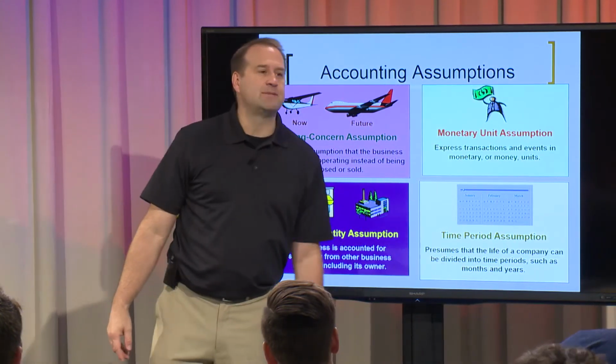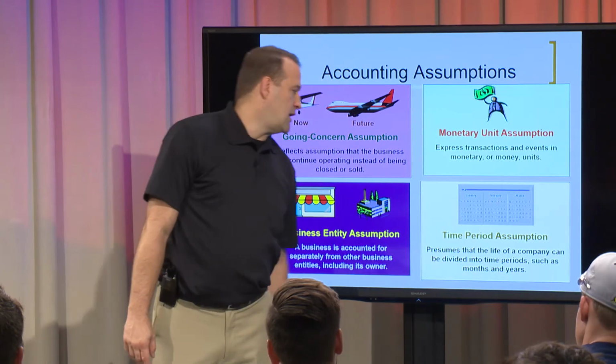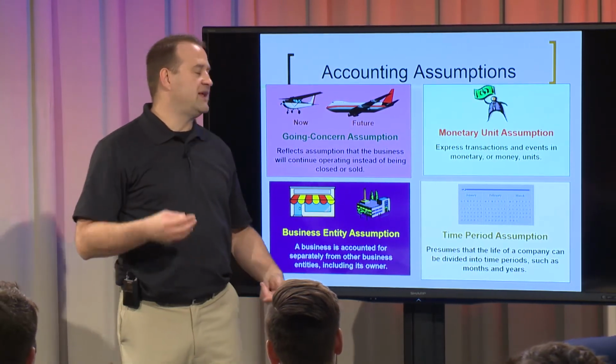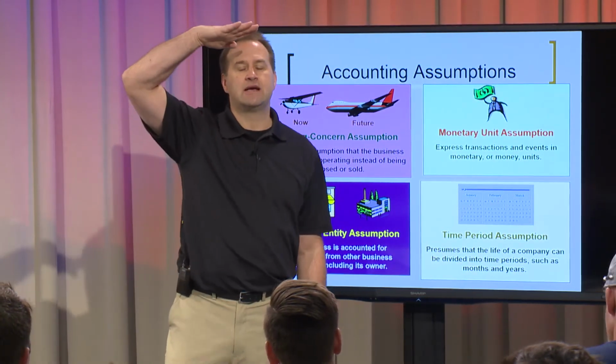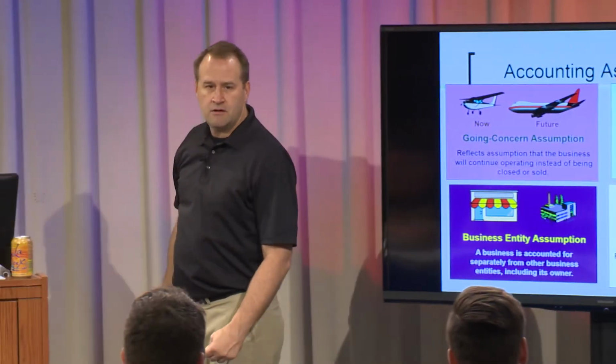The time period assumption simply means that we can break out a company into periods of time. That's why our income statement said for the month ended, or it might say for the year ended. We can segregate that activity. Are you with me? Okay, questions?